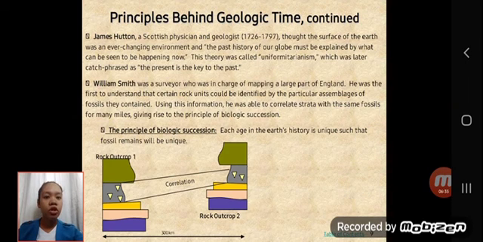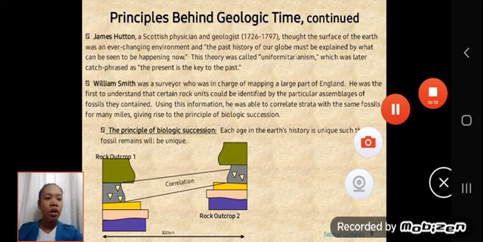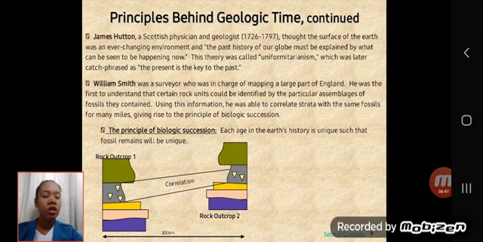The principle of biologic succession means that each age in the Earth's history is unique, such that fossil remains will be unique. This permits vertical and horizontal correlation of the rock. Even though these two outcrops are separated by a large distance, the same rock layer can be correlated with the other because of the presence of the same shark teeth. This lets scientists know that the two layers were deposited at the same time, even if the surrounding rocks look dissimilar from each other.